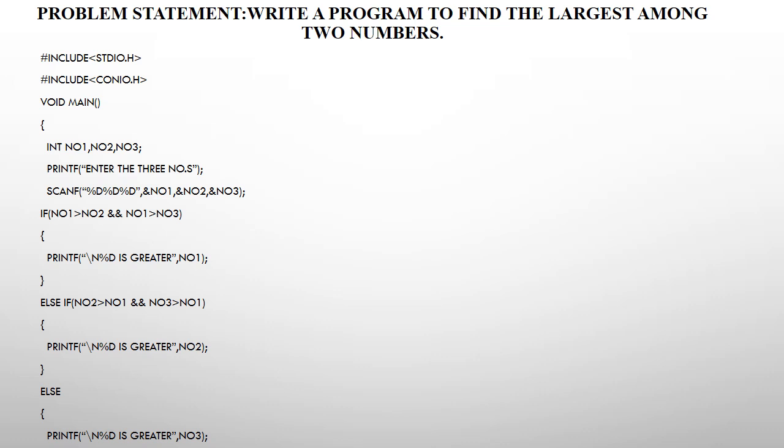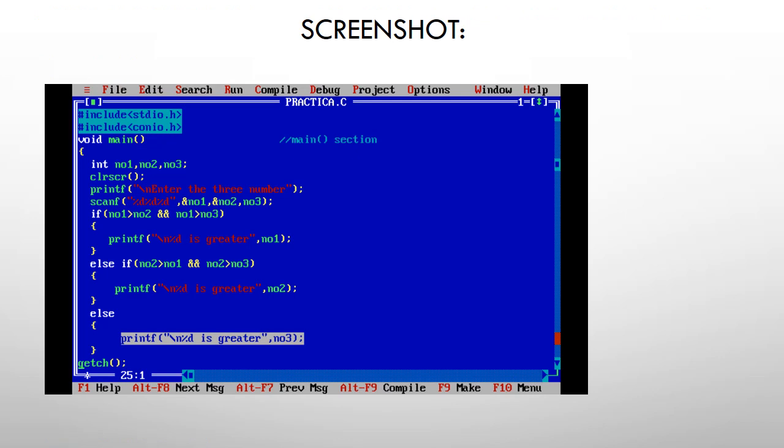Now we will look at the program executing on Turbo C. Here we have taken three variables: number 1, number 2 and number 3. Again we read those numbers by using the scanf statement. Here we use a nested if-else statement.